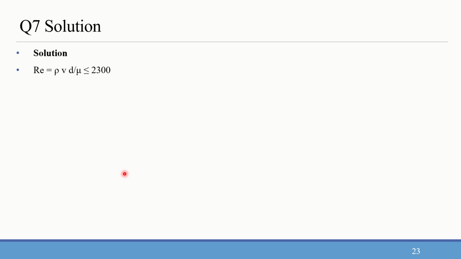It should be less than or equal to 2300, and Vmax is therefore Reynolds number into mu by rho into d. So it is 2300 into 6.5 into 10 power minus 4 divided by rho. Rho is 879 into 0.5. Was it 0.5? Yeah, 0.5. Now after simplification of these numbers, what will we get? 0.00065 divided by 879 divided by 0.5. So it is 3.4 into 10 power minus 3, or it is 0.0034.